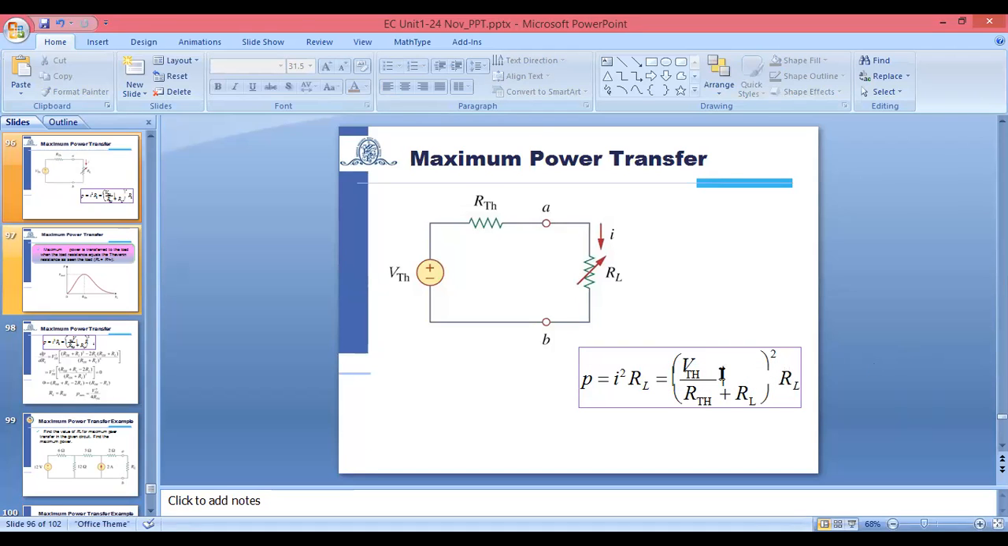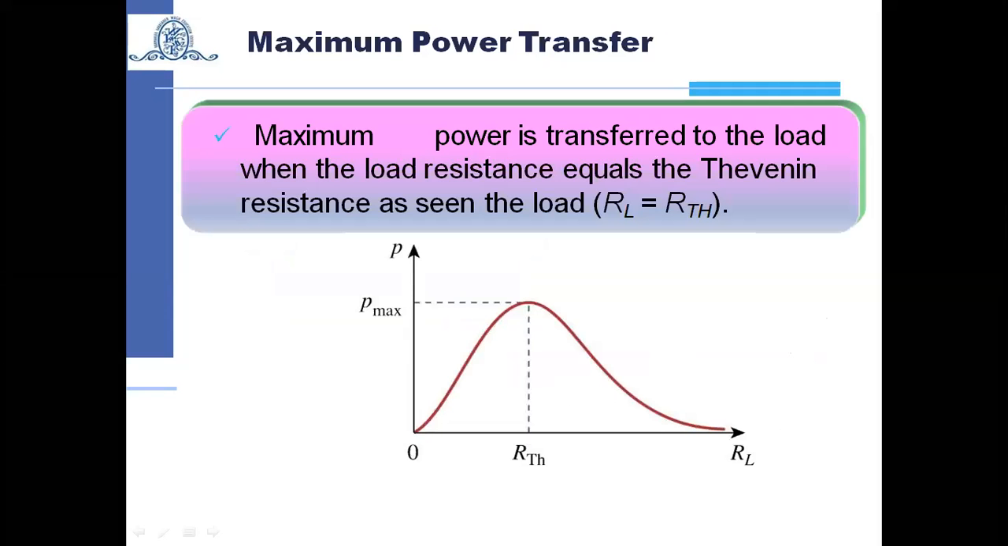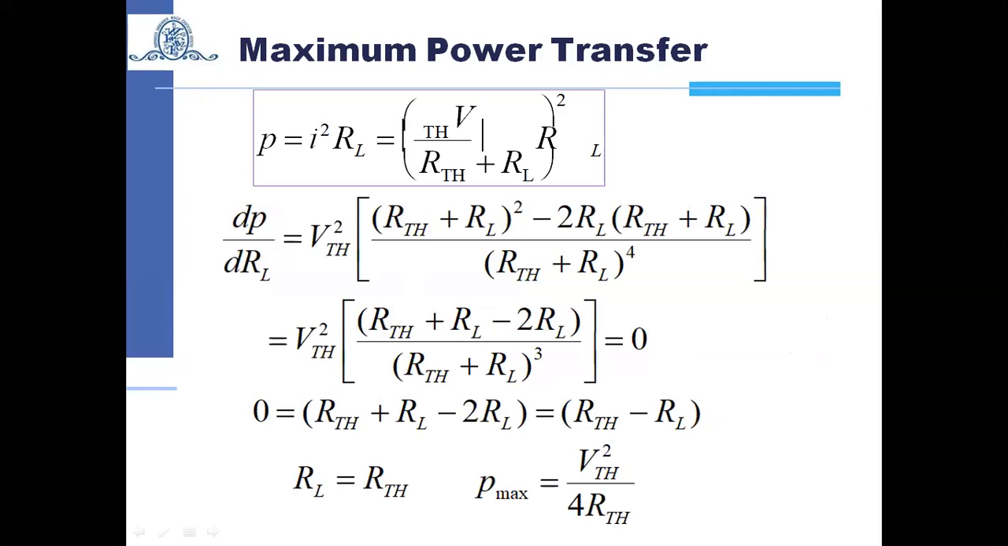So here, when we are supposed to draw, just wait for a minute. You can write that equation as VTH square upon (RTH plus RL) whole square, into RL. So we can say maximum power will get transferred to the load when the value of RTH equals RL. So we have the equation P equal to I square RL, that is VTH square upon (RTH plus RL) square into RL.